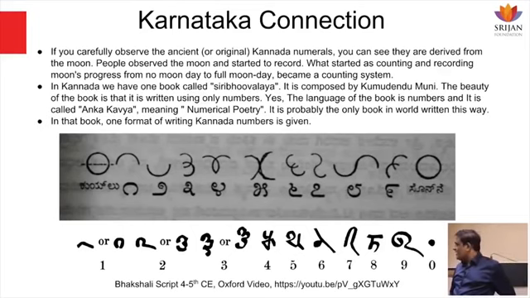For example, 1 and 2: what is that basically? You cut 0 into half. The first part is 1, the second part is 2. And that is how we write even in Kannada even today.